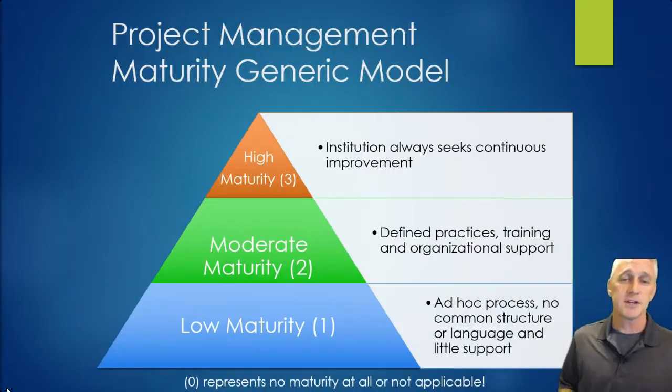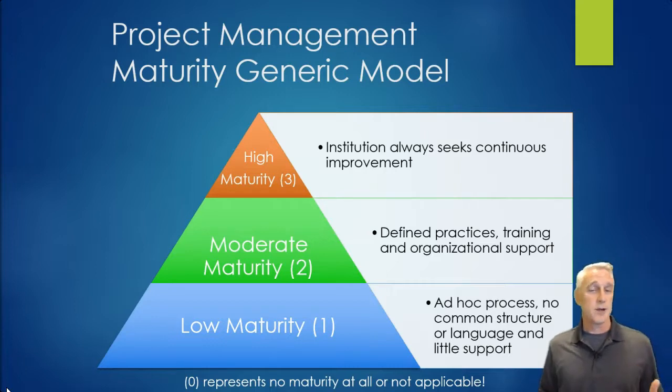Again, the levels of 0 through 3: 0 means you're not doing anything in that category. Low maturity, you have an ad hoc process, no real common structure, little language or support. Moderate level means you do have some defined practices, some training and organizational support. A lot of medium-large companies will fall somewhere in that range. And it really takes a concerted effort of the entire community to get a high level of maturity. This is where the institution is always seeking continuous improvement on projects.